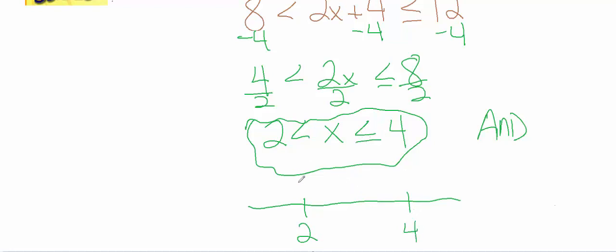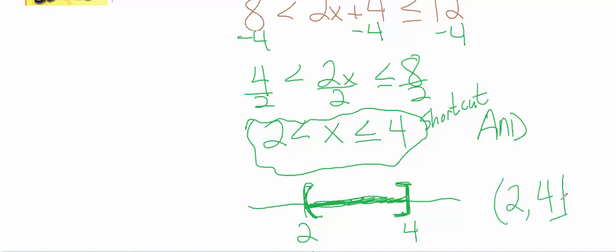Oh, this should be equal to. And we're going to have a parenthesis at the 2 and a bracket at the 4, and it's going to shade to the inside because it's an and inequality. Remember, this is the shortcut way to write an and inequality. And if you were going to write this in interval notation, you should have written 2 to 4 with a bracket at the 4. Excellent.